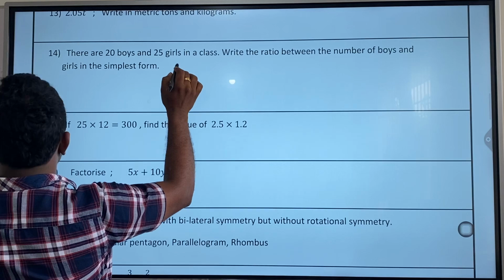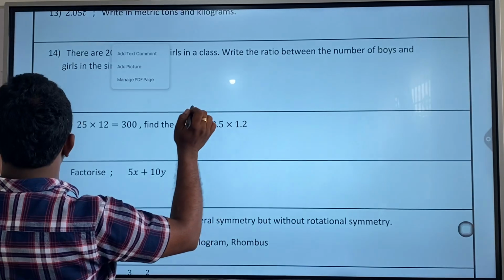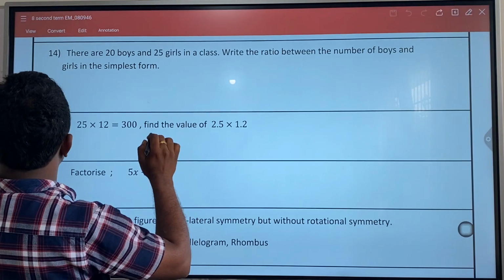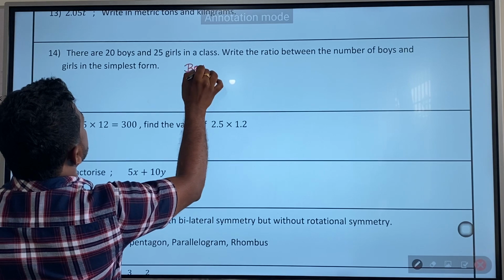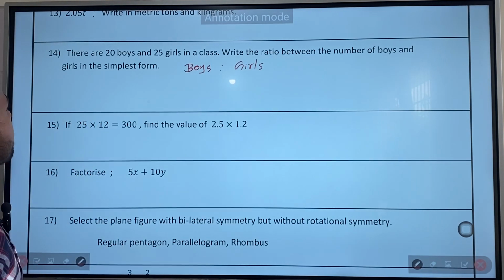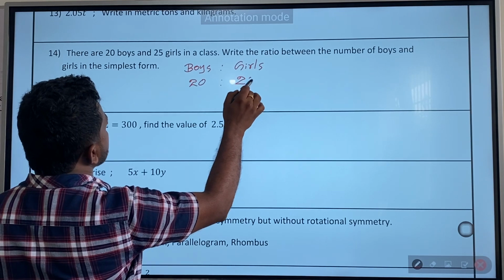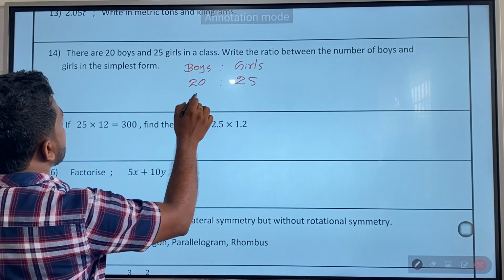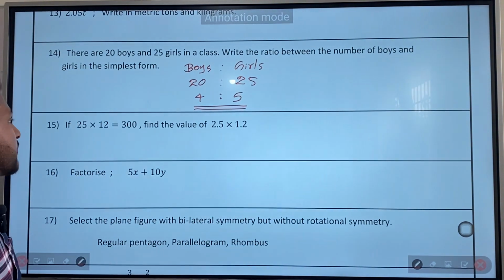So, we have to write boys to girls. How many boys are there? 20. How many girls? 25. So, we have to write it in the simplest form now. When we divide that by 5, 4 to 5, that is the simplest form.